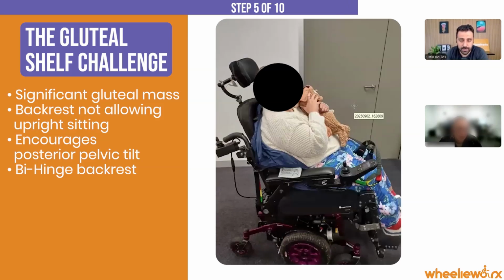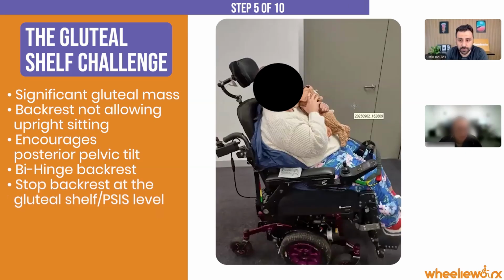Either that, do a hinge backrest that allows you to move the bottom half away, or I would just stop the backrest at the gluteal shelf. Yeah, cool. And that way it's just sitting at the PSIS, which is how I set up all my backrests anyway.